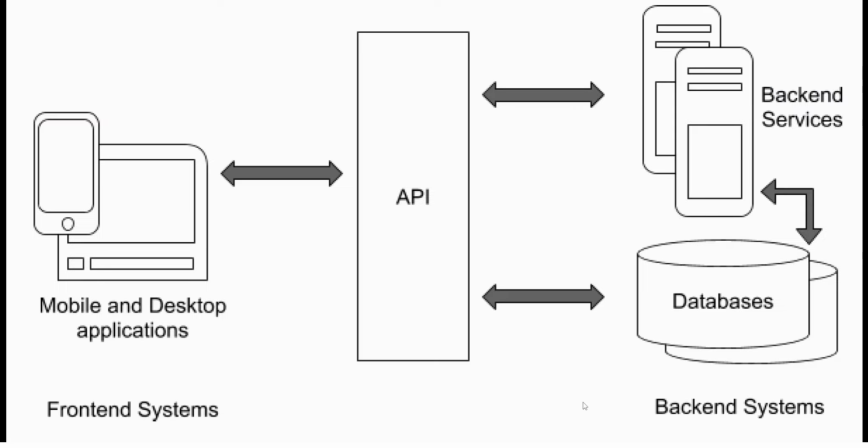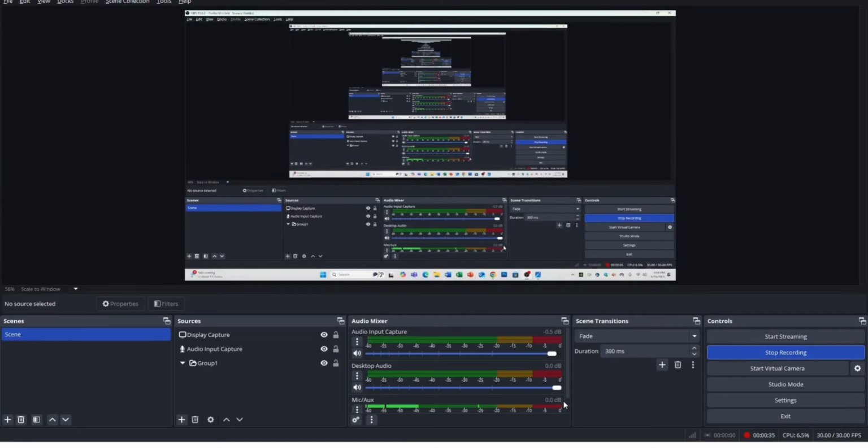This API, the full form is Application Programming Interface. So what does it do? Just like a waiter in a restaurant serves food to customers, similarly an API serves the requests made by mobile and desktop applications from the database and backend services. So that is what an API is about.